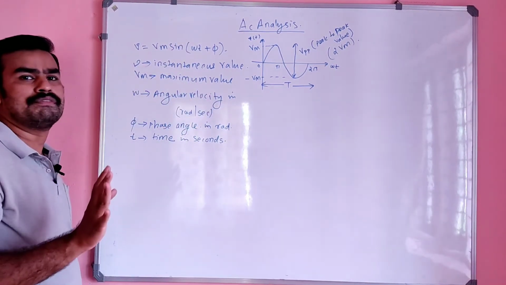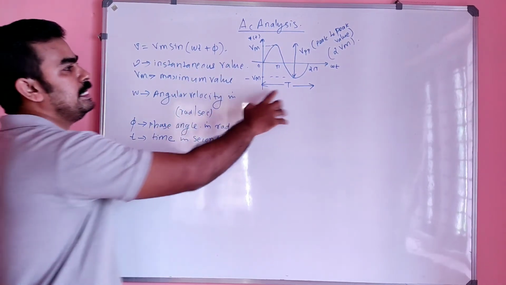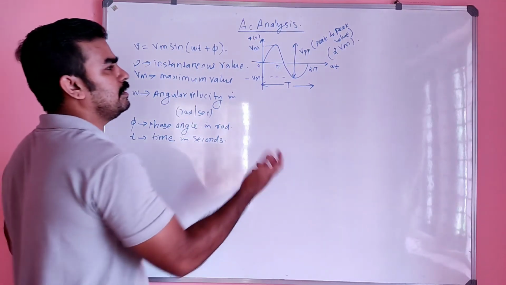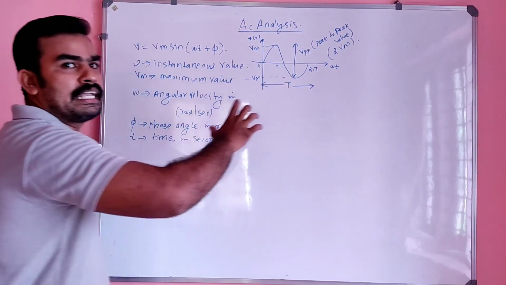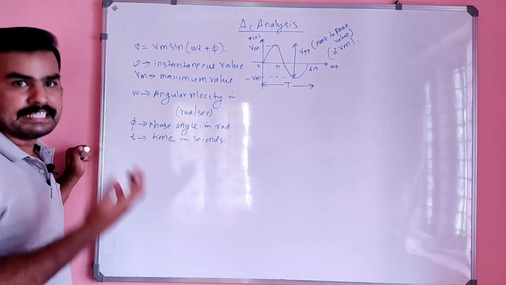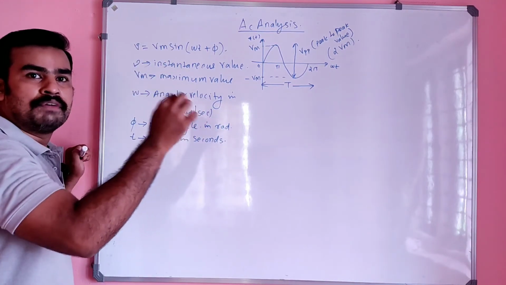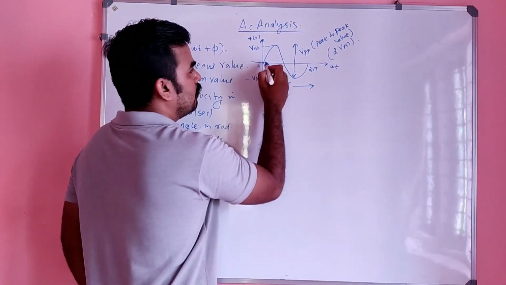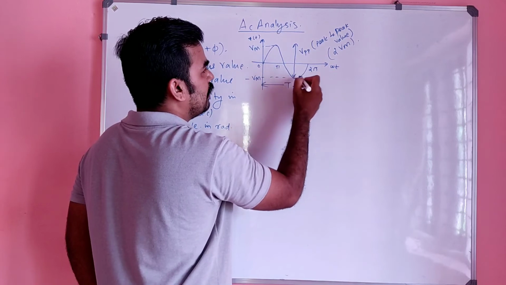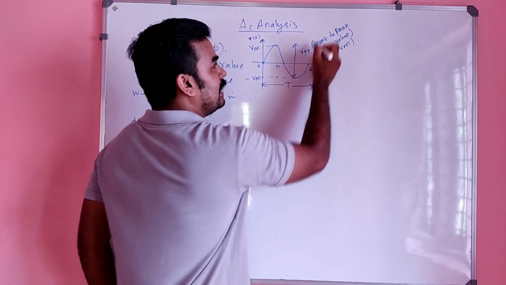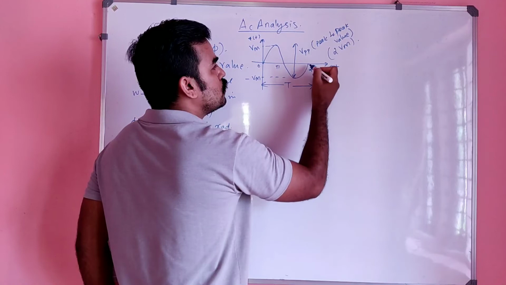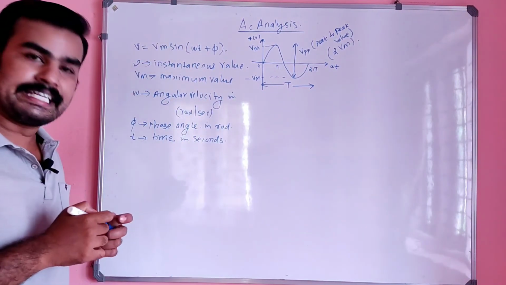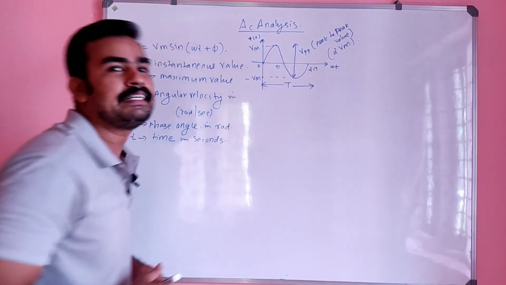In the same manner, the current wave also. T is the total time period. What is the meaning of time period? Time period is the time taken to complete a cycle, and after the end of that cycle, a new cycle will repeat. That means it starts from here, comes here, and ends here. After this, a new cycle is going to start. So the time taken to complete one cycle is called the time period.